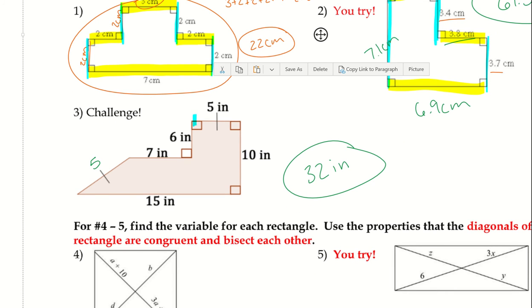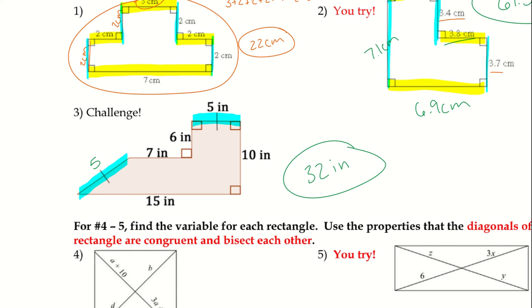So that one could have been a little bit harder, but I noticed that this had a dash and this one also had a dash, which means that they had to be the same. So therefore, I can go about my day and just plug that 5 in, adding them all together to get 32 inches.